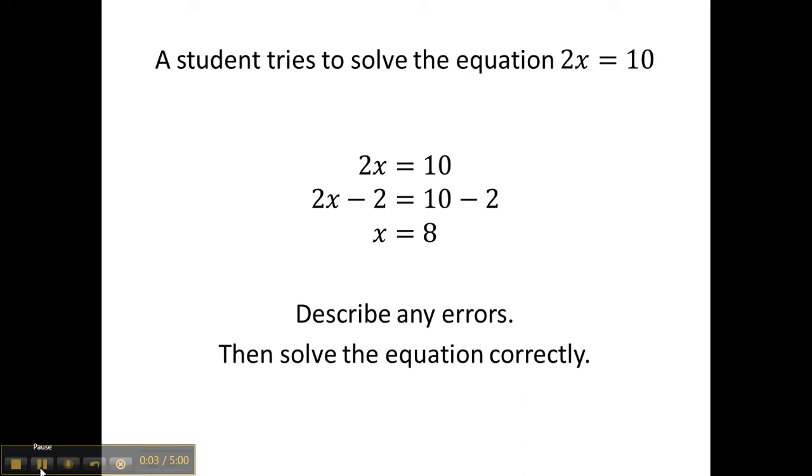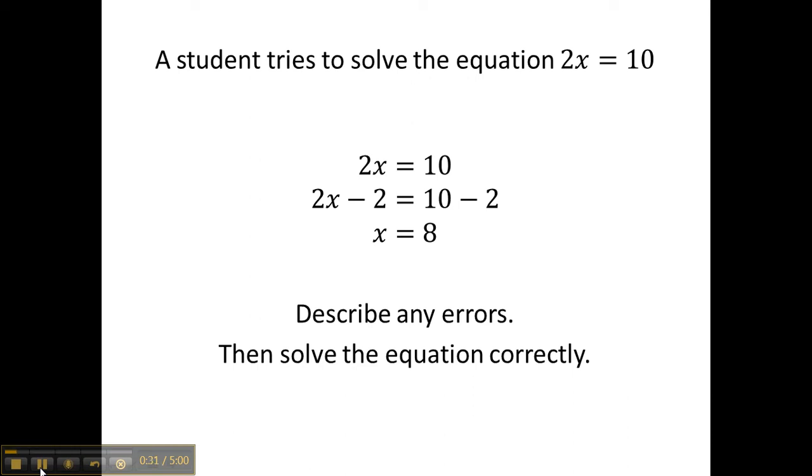A student tries to solve the equation 2x equals 10. And here's what the student did. So 2x equals 10, so they subtracted 2 from each side and got the solution x equals 8. And we're asked to first of all describe any errors and then to solve the equation correctly.